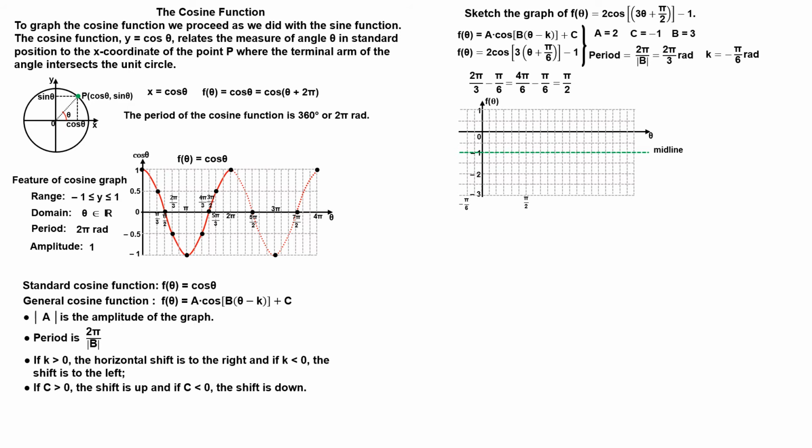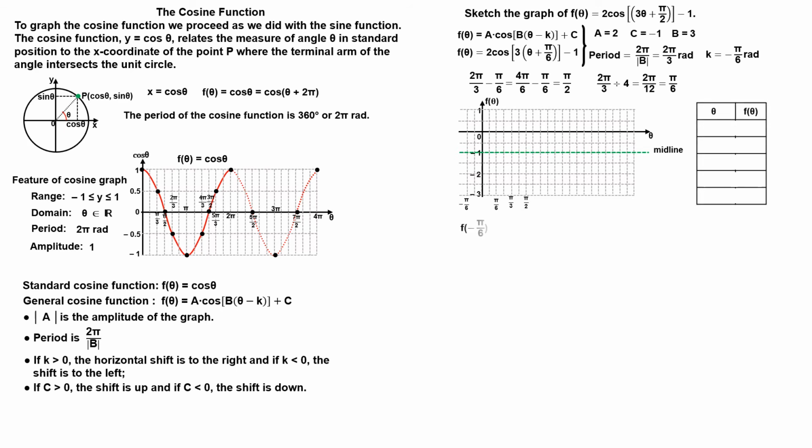As an aid in sketching the graph, we divide the period into 4 equal parts, each of length pi over 6. So we start from minus pi over 6 to pi over 2. We now complete the table.